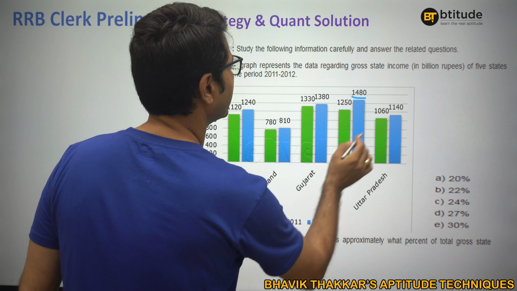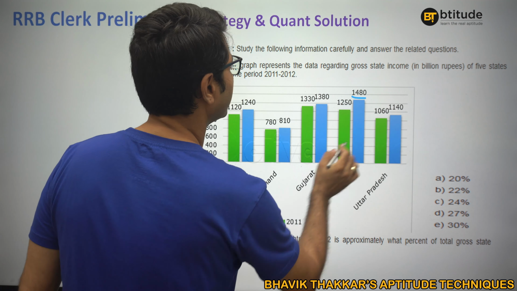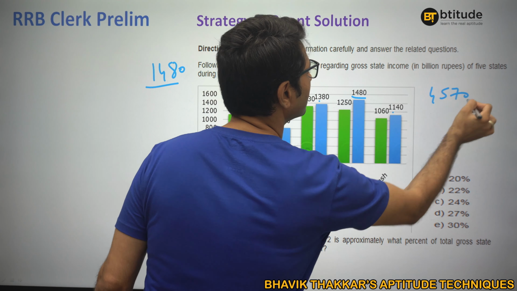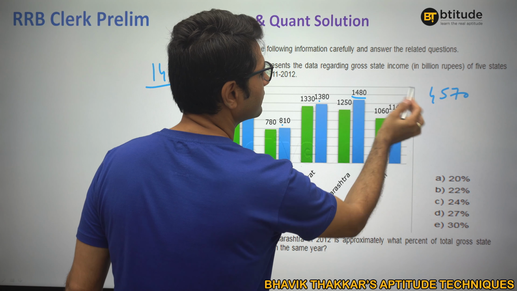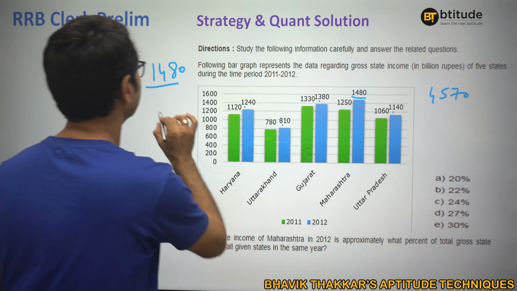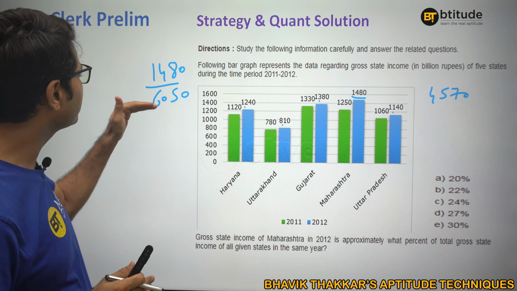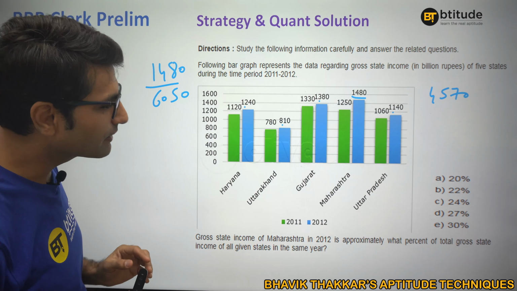So Maharashtra is 1480, and all the given states will be nothing but this plus this: 2050, 3334, 4570 plus this, so 6050, right? Now look here, what will this percentage be? Roughly, had it been 1500 and 6000, it would have been exactly 1/4, 25%. It's a bit lesser than 25%, so it should be 24%.